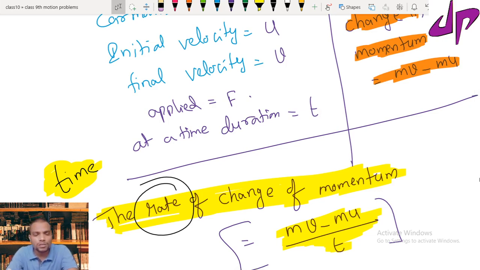By using this concept, we can derive Newton's second law of motion. To understand Newton's second law of motion, the rate of change of momentum concept is very, very, very important.